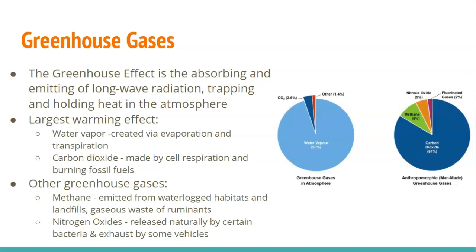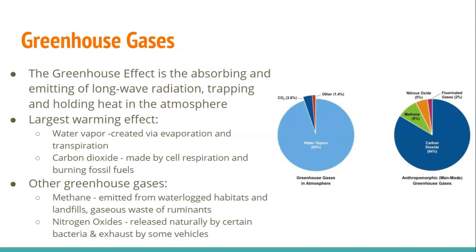Now let's talk about the two greenhouse gases that are responsible for the largest amount of this warming effect. Water vapor, aka clouds. You get water vapor in the atmosphere from evaporation and transpiration in plants, and then it can be removed from the atmosphere via precipitation, right? Clouds don't stay forever. Eventually it rains.